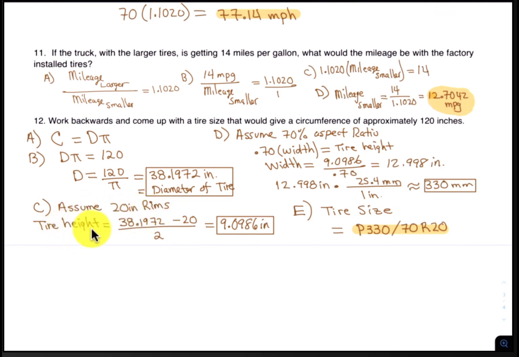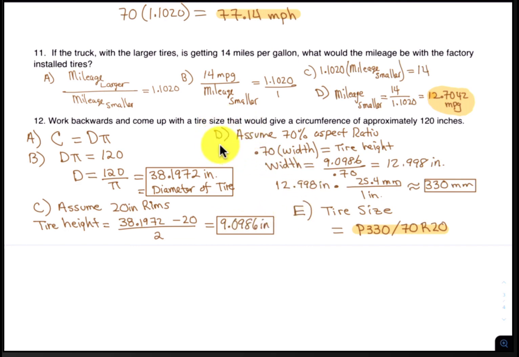So the tire height is the diameter of the tire minus the diameter of the rims, which is 20, all divided by 2. So diameter of the tire is 38.1972 minus diameter of the rims, which is 20, divided by 2, and you get 9.0986 inches. That is the height of the tire.